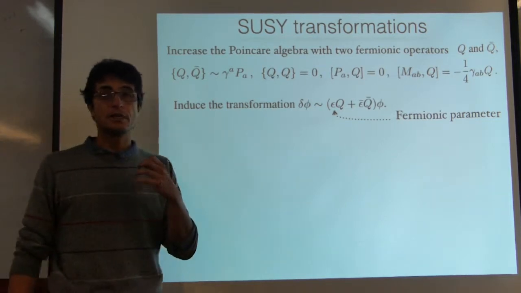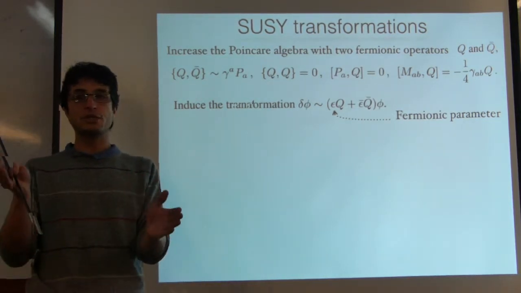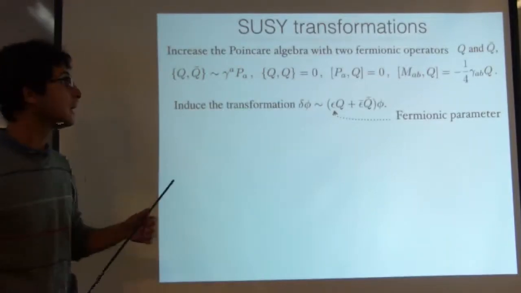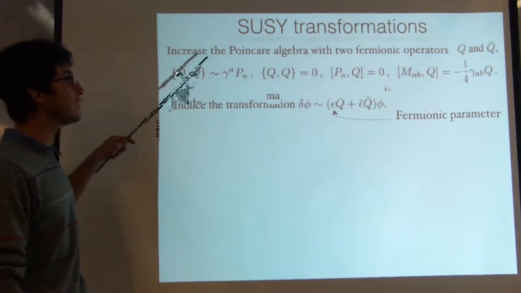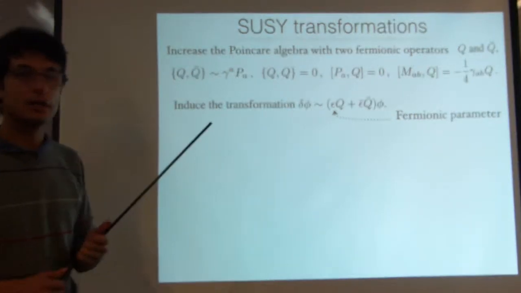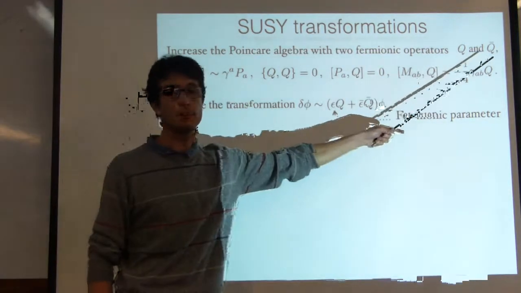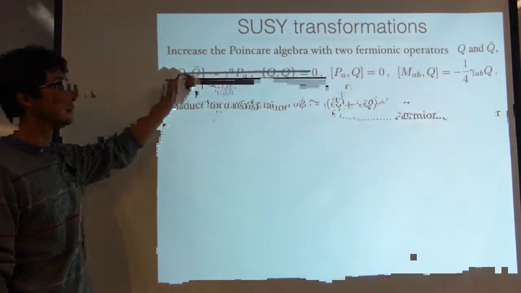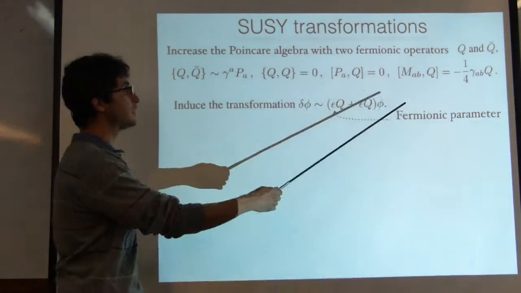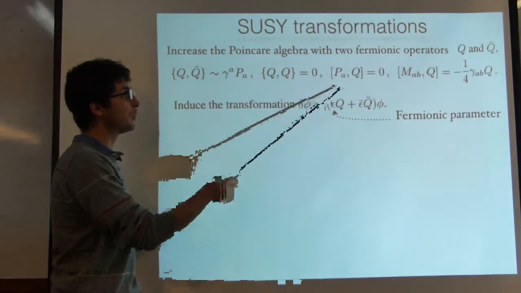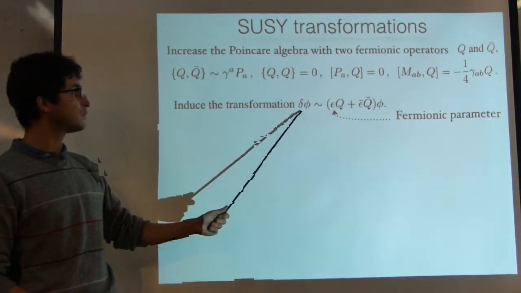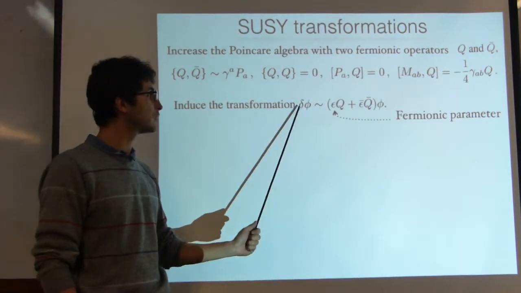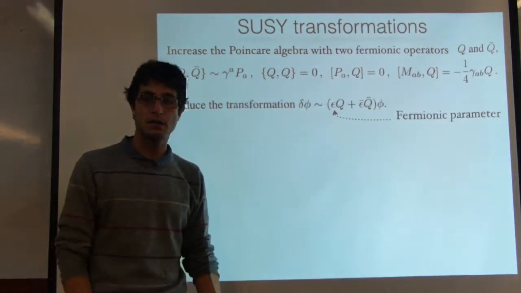So, as I said before, supersymmetry is a symmetry that mixes bosonic and fermionic degrees of freedom, and this formally is done by enlarging the Poincare algebra by introducing two fermionic operators, and you have extra terms in your algebra. But these fermionic operators then, for example, commute with the momenta, and lead to some transformation of the fields, where you have a fermionic parameter in order that the statistics on both sides are of the same kind.